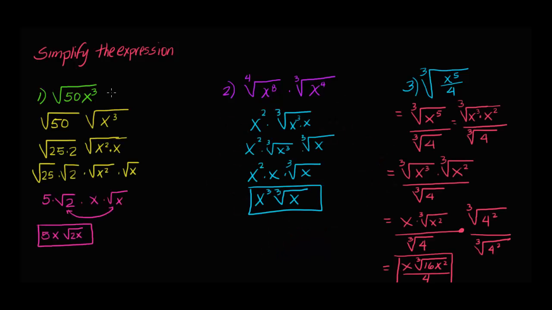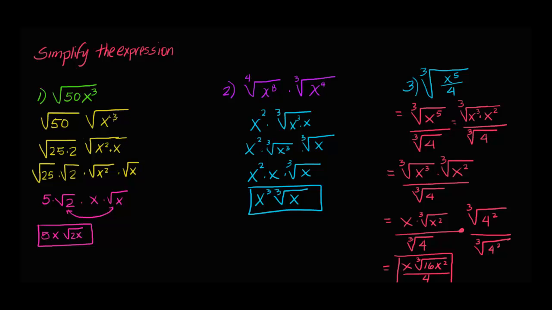Here are the answers. For the first one, what I did is I separated the factors into their own radicals. So I took 50 and x cubed, and I separated them into their own little houses. Then I separated 50 into factors. I don't know the square root of 50, so I separated 50 into 2 factors where one of them is a perfect square, because this is a square root. So 50 is the same thing as 25 times 2. So I wrote it that way. And I also separated x cubed into x squared times x.